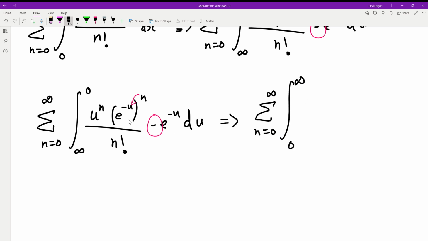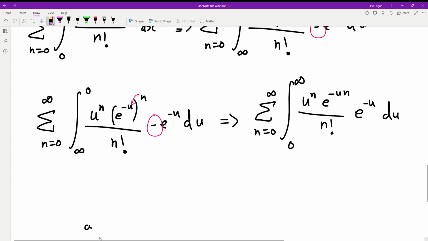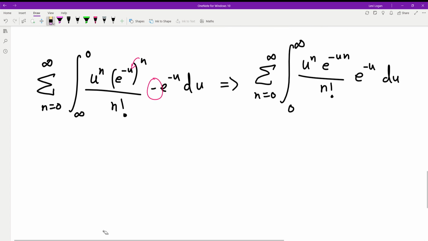So this negative is gone and these bounds are switched, because if you had the integral from a to b, that's the same as the negative integral from b to a. So all I've done is applied that and cancelled this negative as well. So I'll have u to the n. I can rewrite this using exponential laws. So it'll be e to the negative un, all on n factorial, multiplied by e to the negative u du. Righto, so we're getting there very slowly. It still looks very complicated, but we're slowly getting there.